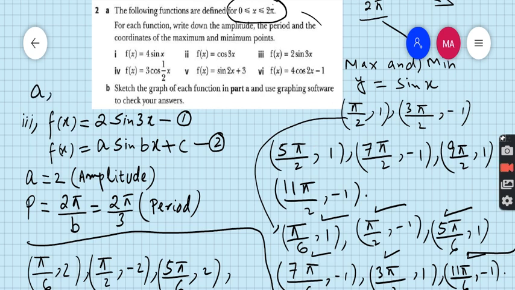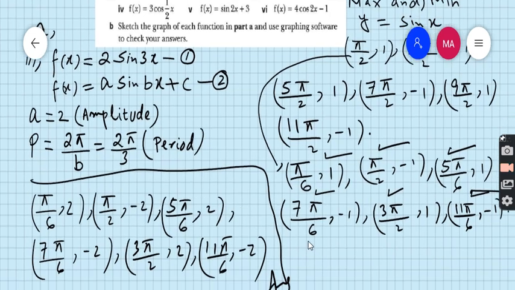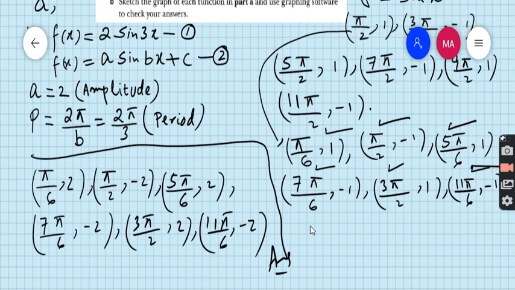And the coordinates of the maximum and minimum points we have already found: pi by 6 comma 2, pi by 2 comma minus 2, 5 pi by 6 comma 2, 7 pi by 6 comma minus 2, 3 pi by 2 comma 2, and 11 pi by 6 comma minus 2. So hope you completely understand part A.